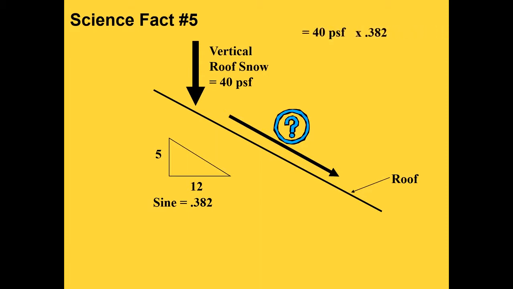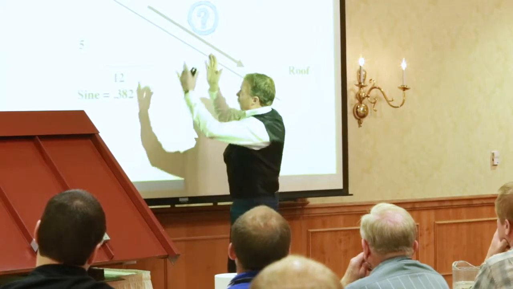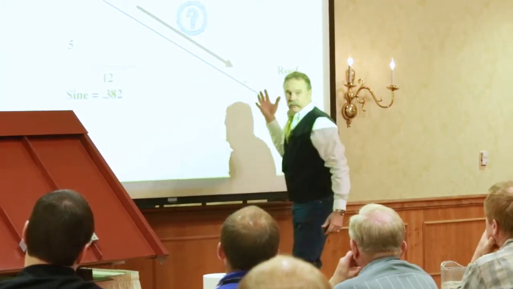So we take our 40 PSF times the sine of that roof angle, 0.382, and we get 15.28. What does that number represent? Well, this number is in PSF, right? So when we multiply by this, our answer is still in pounds per square foot, but now it's this force for every square foot of roof surface. So we got to do something else.